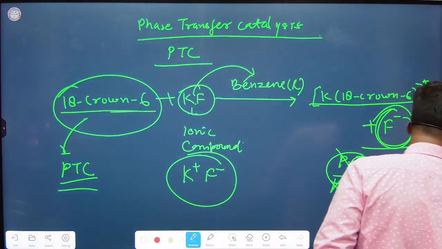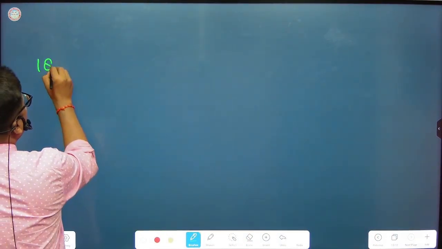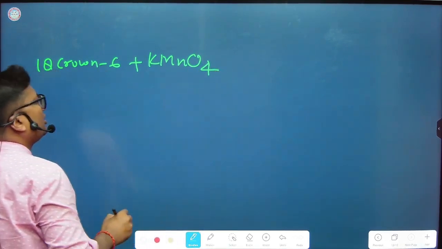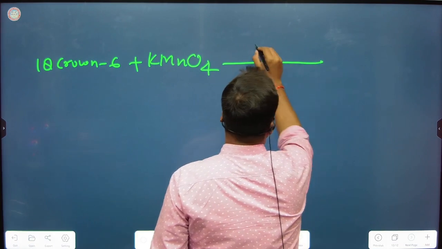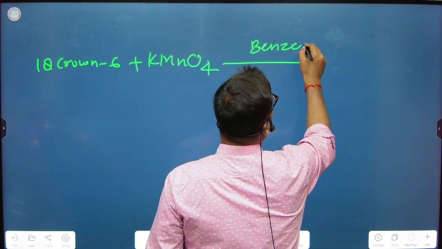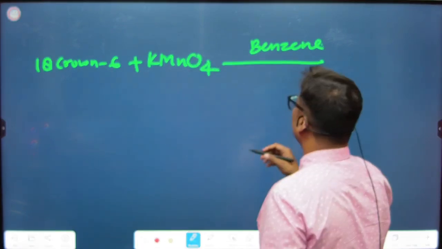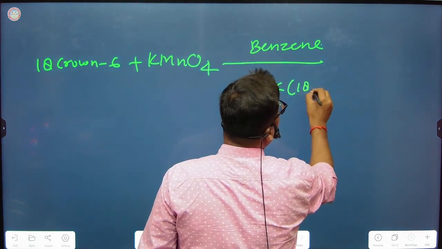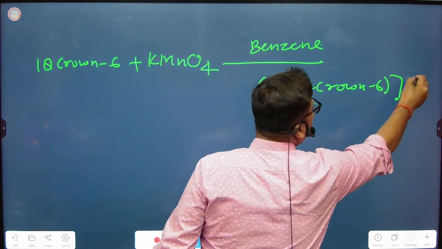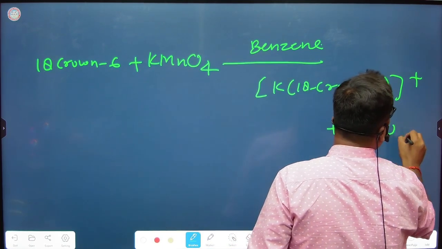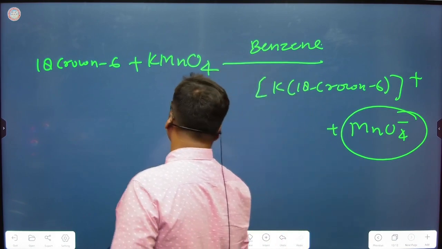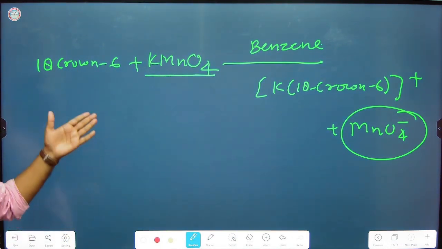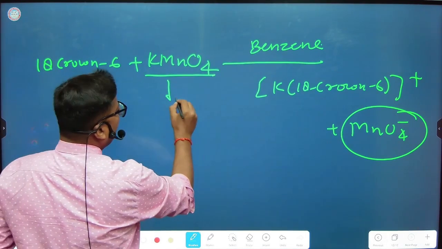Here is another example that clearly indicates the role of 18-crown-6, that is KMnO4. On the basis of the color we can actually see it. KMnO4 is insoluble in benzene, but it is soluble in the presence of 18-crown-6. So what happens now? [K(18-crown-6)]+ plus MnO4 minus. Potassium permanganate is an ionic compound. It is soluble in water because of the presence of potassium ion and permanganate ion.